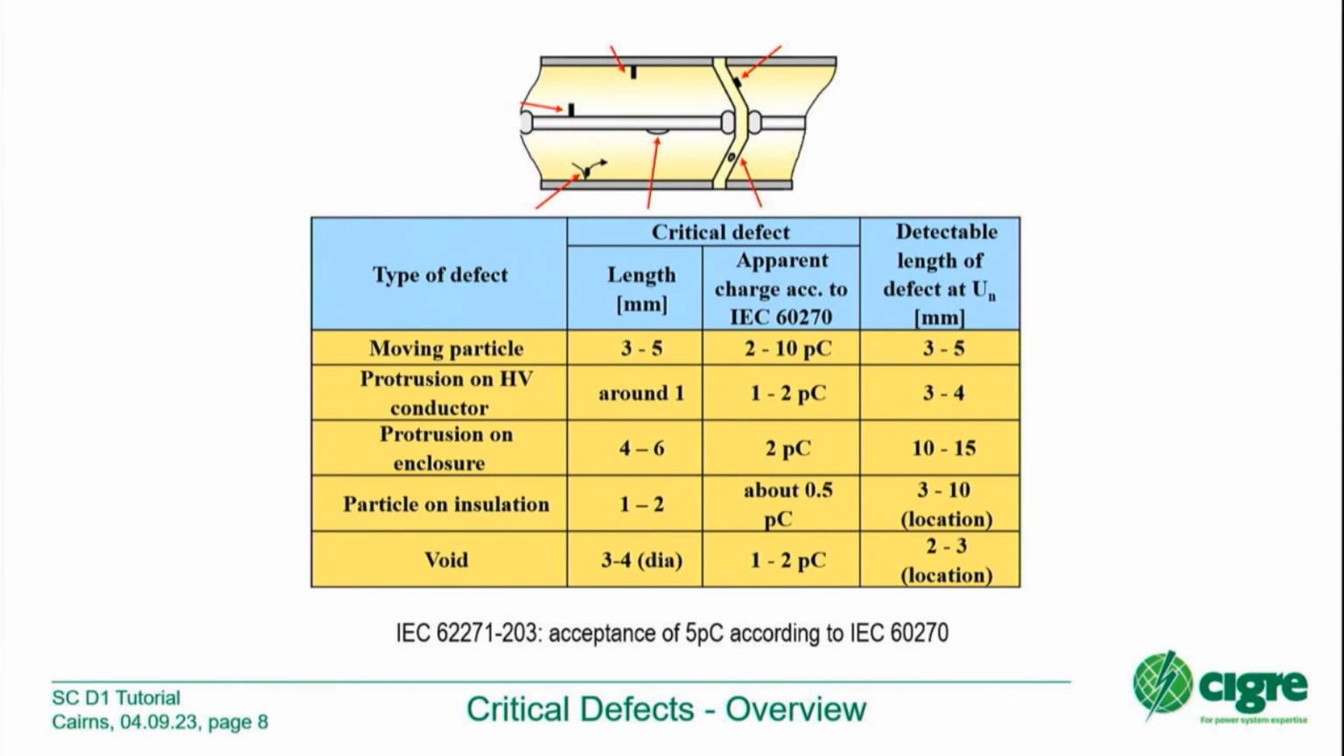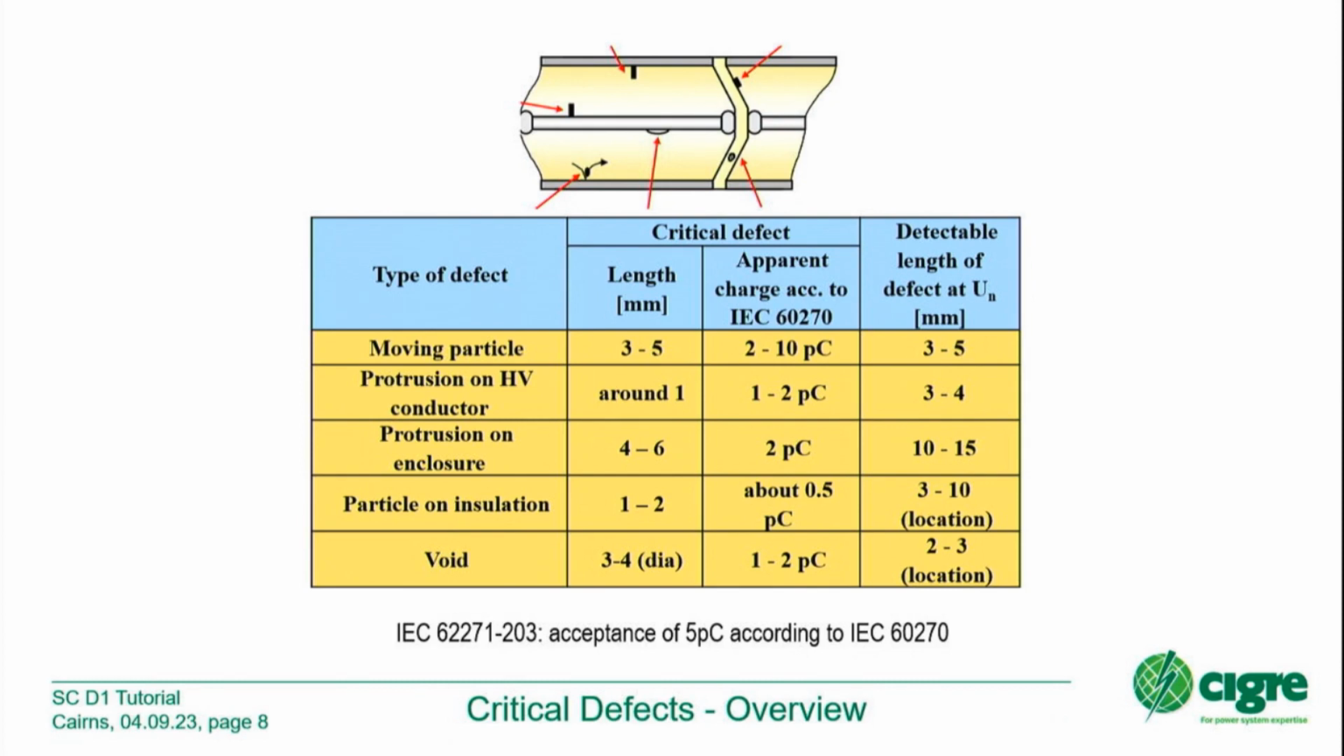But with time, we decreased the size of the GIS more and more, and particles were getting more and more dangerous, especially, let's say, in the 1990s. A lot of improvements were done during the production, quality assurance, and so on of the GIS to avoid these particles. But in general, 3 to 5 millimeter of length is critical.